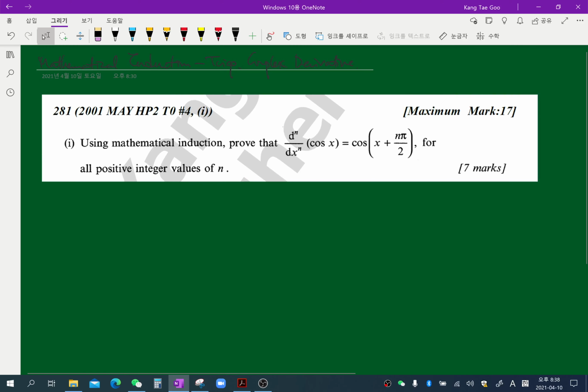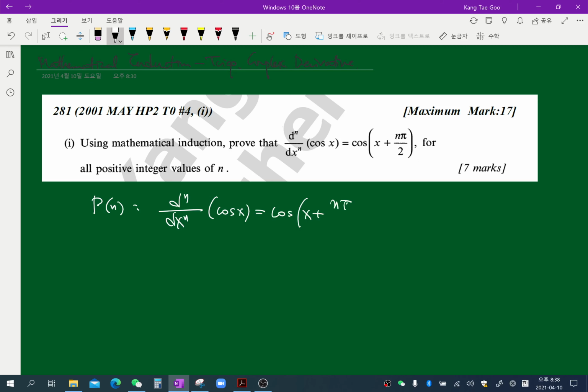The first question is: using mathematical induction, prove that blah blah goes to be blah blah. This is a combination of the trigonometry and the derivative induction question, right? As I said last time, the first step is to set the statement. Pn is the nth derivative of cosine x goes to be cosine of x plus n pi over 2.